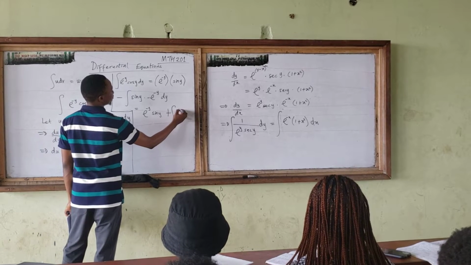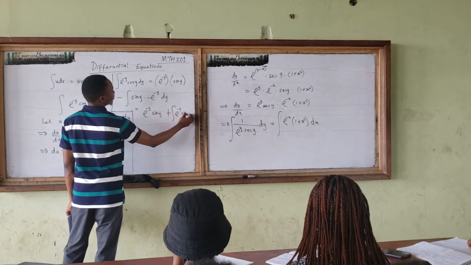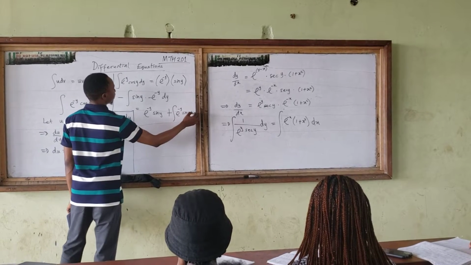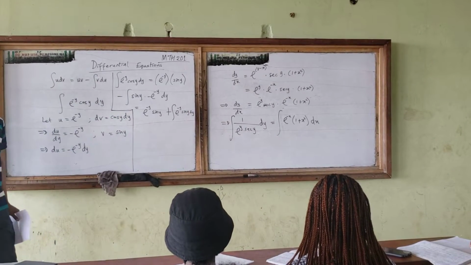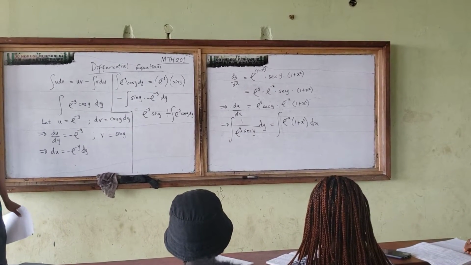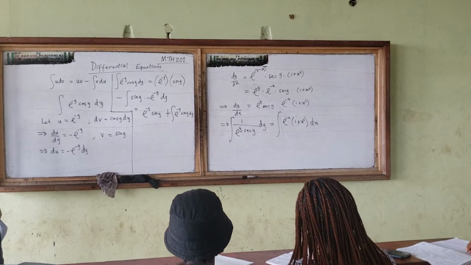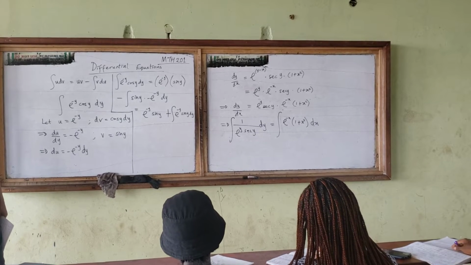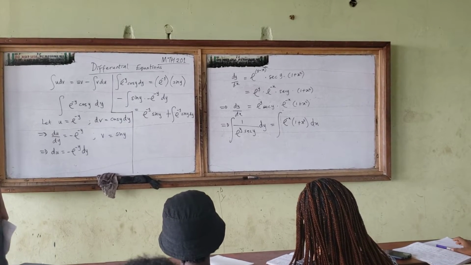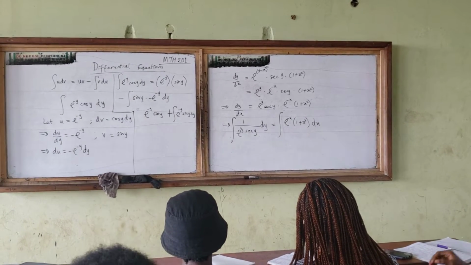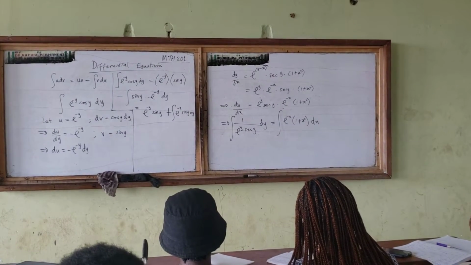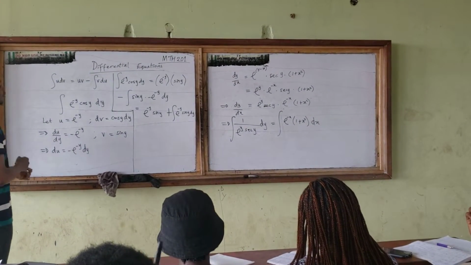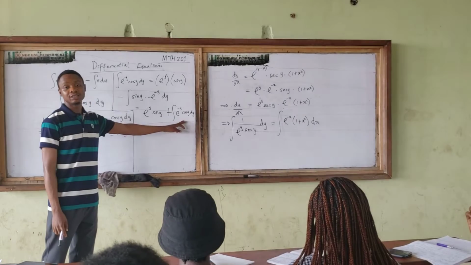Integral of e raised to power minus y sine y dy. Does it make sense? Yeah. Can we move on? No. Come back. Then why? I don't get that. Do you understand what we did up to this point?